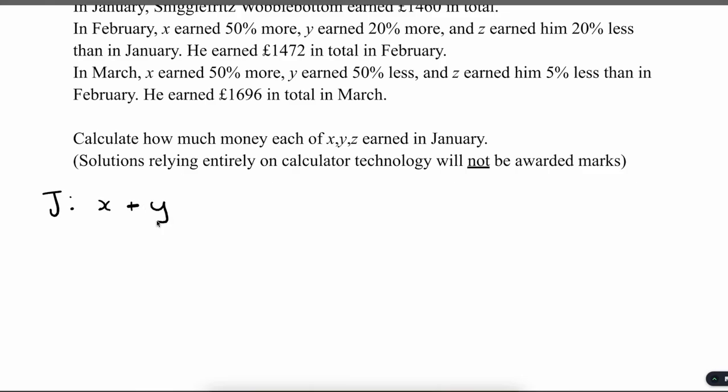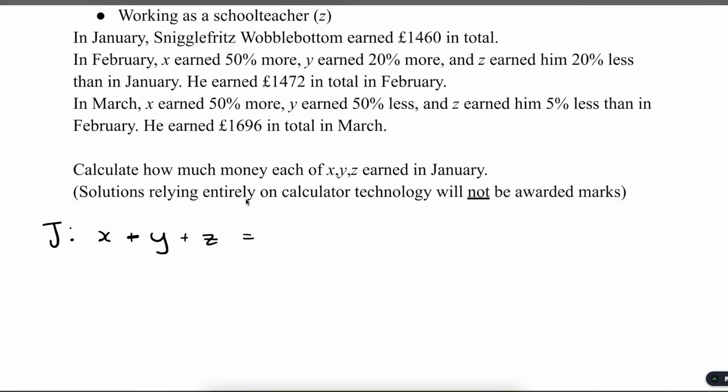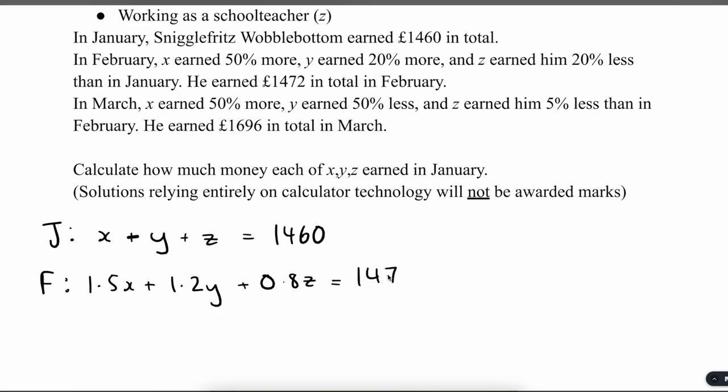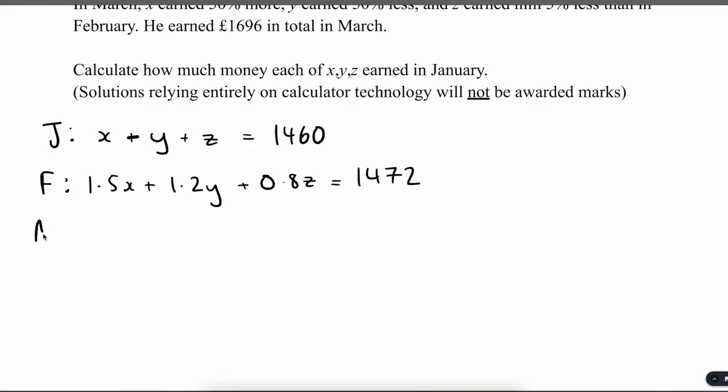We've got his 3 sources of income. We'll just call them X, Y, and Z, and that gives him £1,460. In February, X earned 50% more, so that's going to be 1.5x. Y earned 20% more, so that's going to be 1.2y. Z earned 20% less, so that's going to be 0.8z. And he earned a total of 1,472.